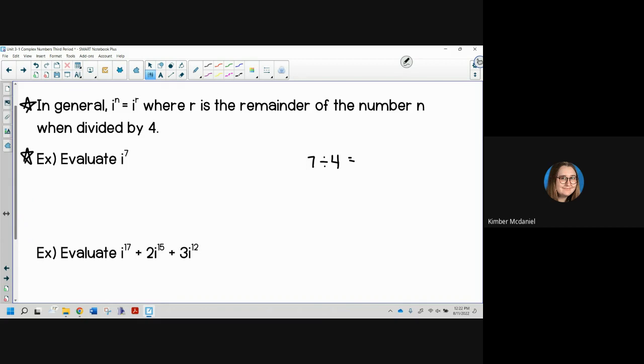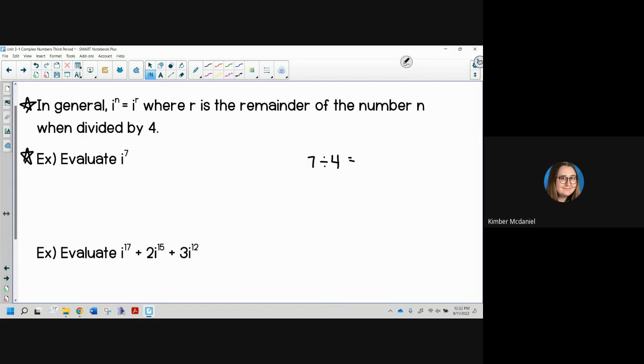Now, if you are good at long division, you are welcome to do this by hand. But I know when you get to bigger numbers, like if I said, hey, what is i to the 352 power, that can get a little bit more difficult for some of us. So I'm going to show you how to get the remainder on your calculator.